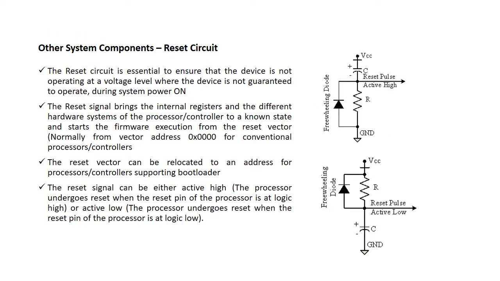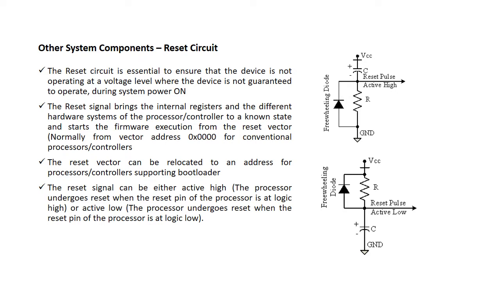So next system component is the reset circuit. The reset circuit is essential to ensure that the device is not operating at a voltage level where it is not guaranteed to operate during system power on. The reset signal brings the internal registers and the different hardware systems of the processor or controller to a known state and starts the firmware execution from the reset vector. Okay, so these are the functions of a reset circuit.